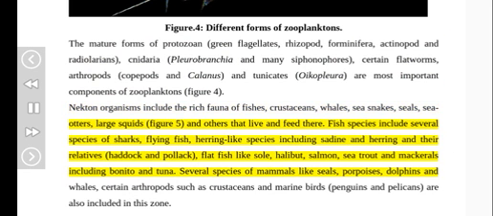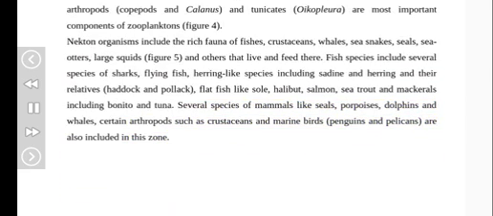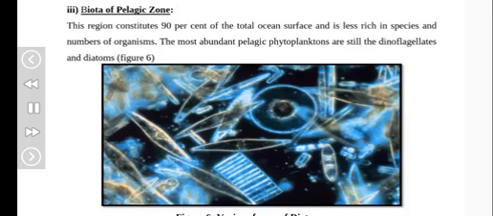Fish species include several species of sharks, flying fish, herring-like species including sardine and herring and their relatives haddock and pollock, flatfish like sole, halibut, salmon, sea trout and mackerels including bonito and tuna. Several species of mammals like seals, porpoises, dolphins and whales, certain arthropods such as crustaceans, and marine birds, penguins and pelicans are also included in this zone. Figure 5. Giant squid.